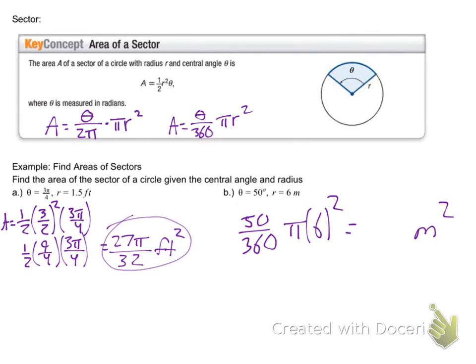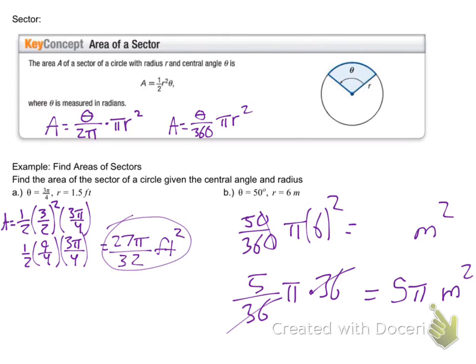Six squared is 36, sorry, my bad. I don't even know where 18 came from. I know I could cancel out zeros. So therefore I'd have 5 over 36 times pi times 36. Wait a minute, the 36's can cancel. So I'm left with 5 pi meters squared.